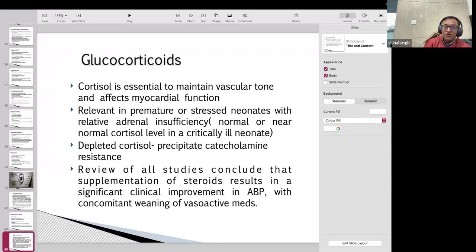Similarly, steroids, as we all know, now people are much less reluctant about talking about steroids in septic shock. Previously, there was a huge uproar as to why give steroids in a septic patient, but now people do understand that if you have to salvage a patient with catecholamine-resistant shock, you will have to use steroids. So it's relevant in sepsis and in premature and stressed neonates with relative adrenal insufficiency and depleted cortisol, which precipitates catecholamine resistance.